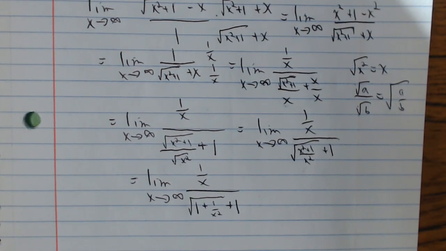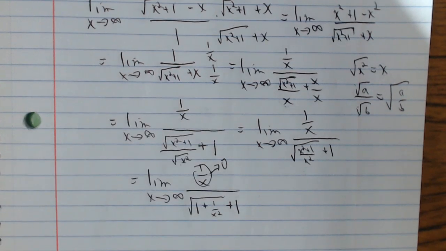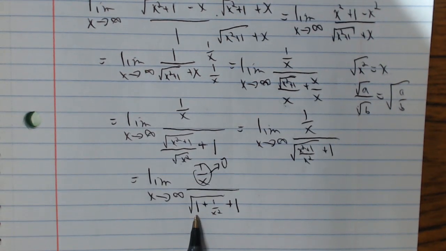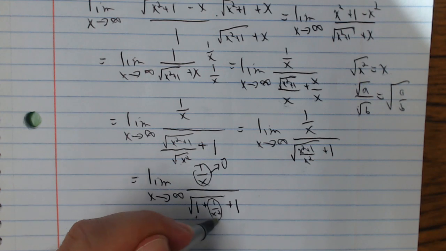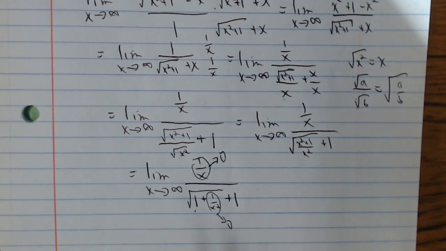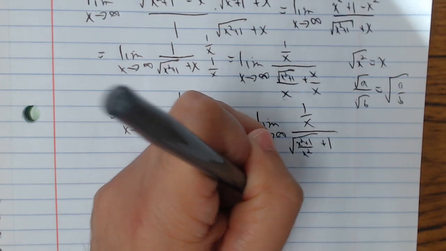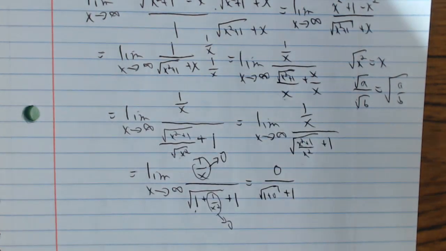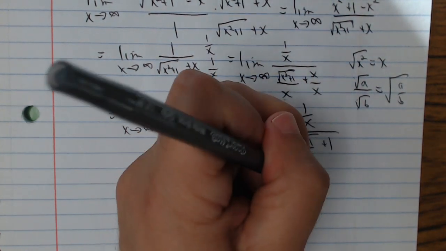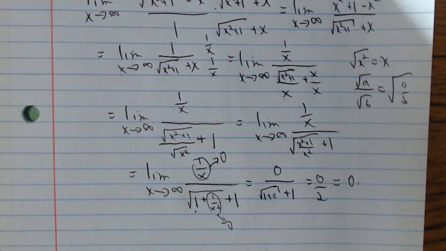Okay, so now let's send x to infinity and see what happens. As x goes to infinity, what happens to 1 over x? 1 over x goes to 0. Okay, what happens to 1? That stays constant. What happens to 1 over x squared? That goes to 0 as well. And then what happens to 1? That stays constant. So what do I really get? I get 0 divided by square root of 1 plus 0 plus 1, which what does this become? 0 divided by 2, which is 0. Okay, so this limit is actually 0 as x goes to infinity.